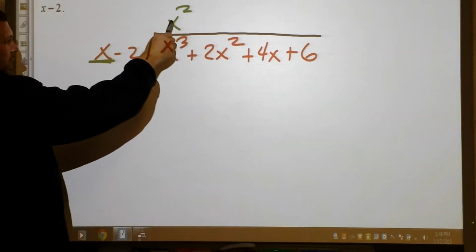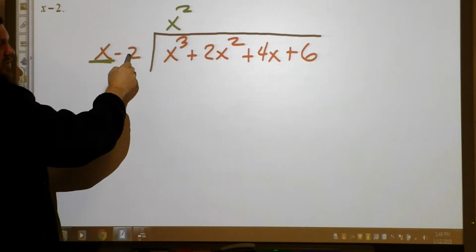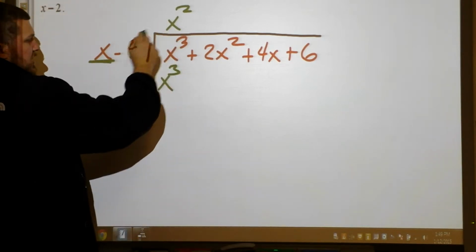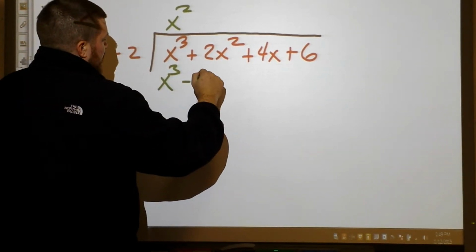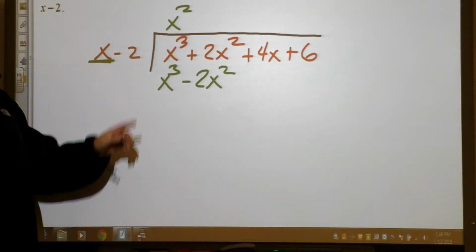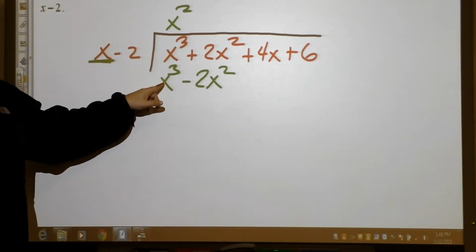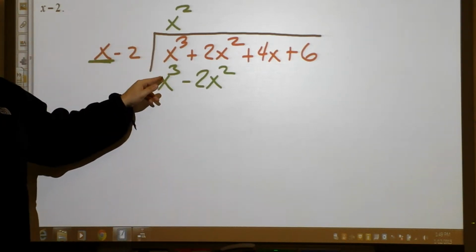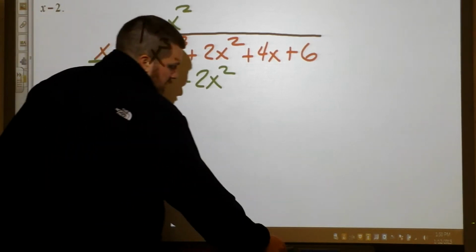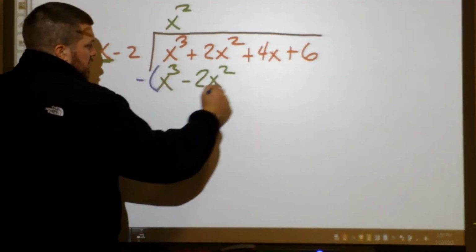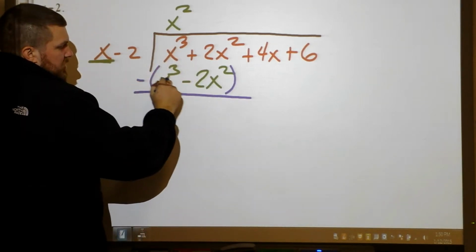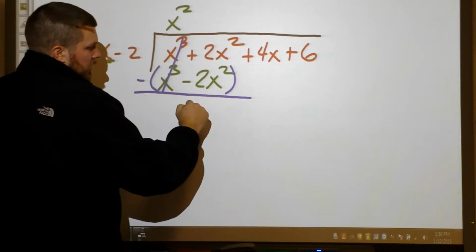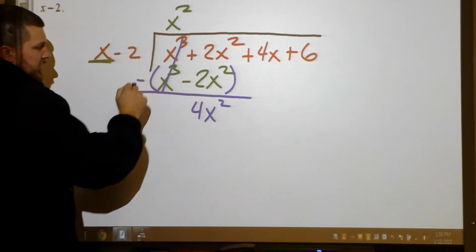Now I'm going to take this x squared and I'm going to multiply it to both pieces of my divisor. So x times x squared is x cubed. X times negative 2 is negative 2x squared. Now, notice that my first pieces here, x cubed and x cubed, they match up. That's a good check to see that, hey, you're doing the right thing. If they match up, you're doing the right thing. So now, the next step is you want to subtract. X cubed minus x cubed will cancel out. 2x squared minus negative 2x squared is 4x squared, because a negative and a negative makes a positive.